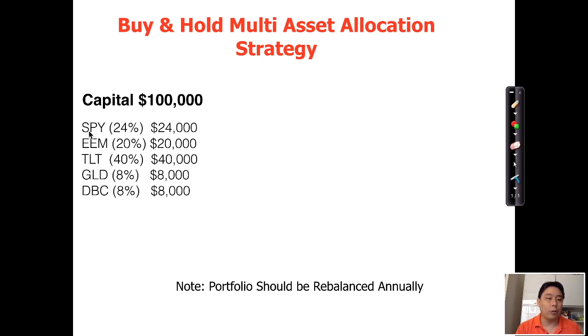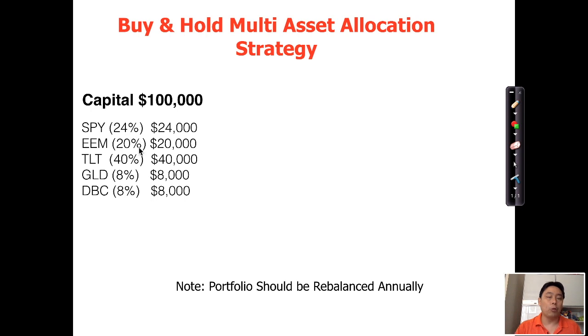24% is allocated to stocks, right? And again, for stocks, you could buy US stocks, Taiwanese stocks, Hong Kong stocks, emerging market stocks using the ETFs. So in this case, you can see 24% is allocated to US stocks. And we use the SPY ETF as a way to gain exposure to the US stock market, right?